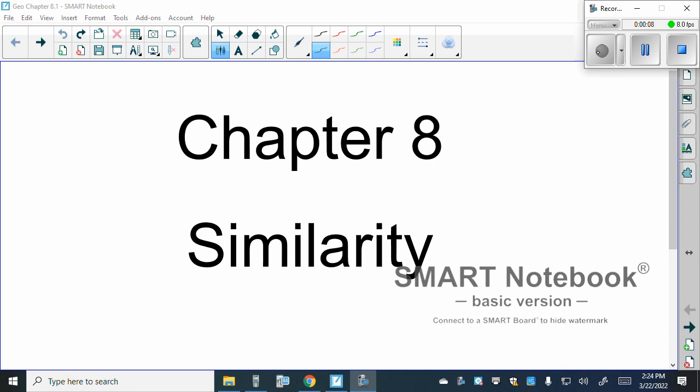What we're starting with today is Chapter 8, and Chapter 8 is going to cover similarity. We're talking about similar figures. So the shapes will be the same, but one is either going to be bigger or smaller than the other, and we're going to be talking about how we can find different lengths or different properties of similar figures.